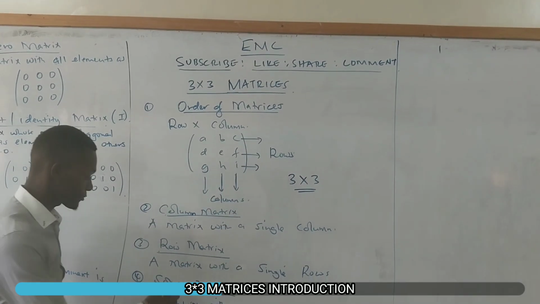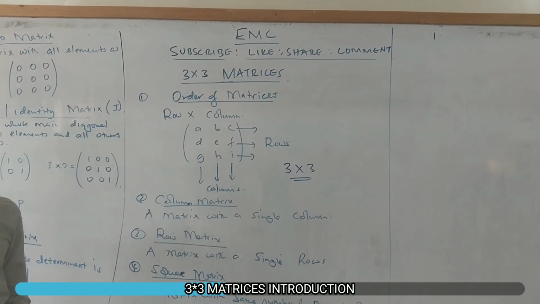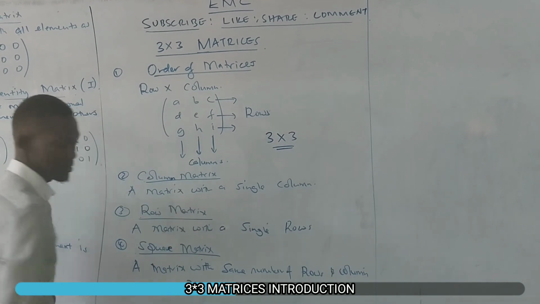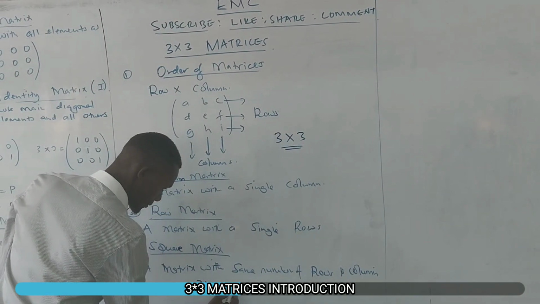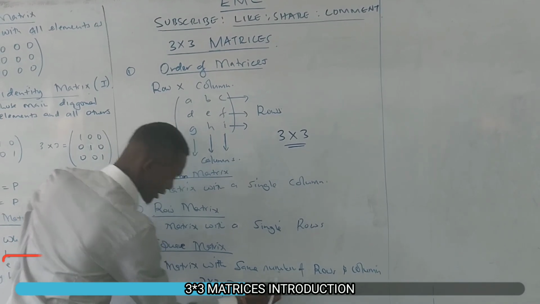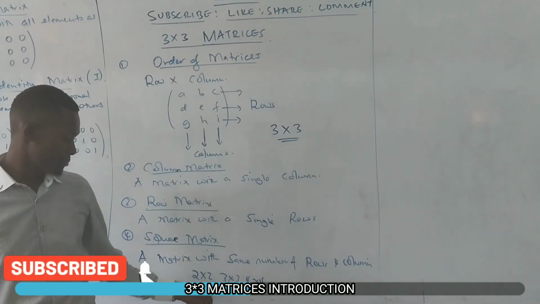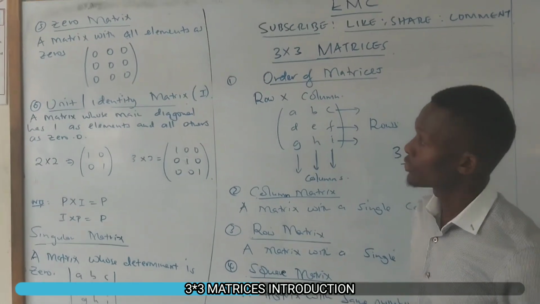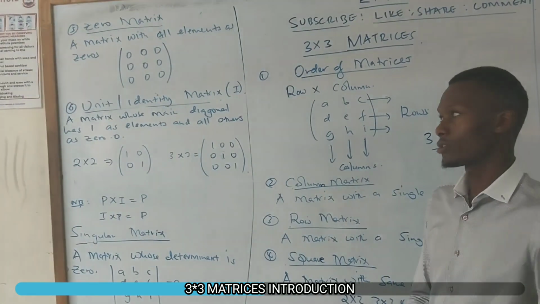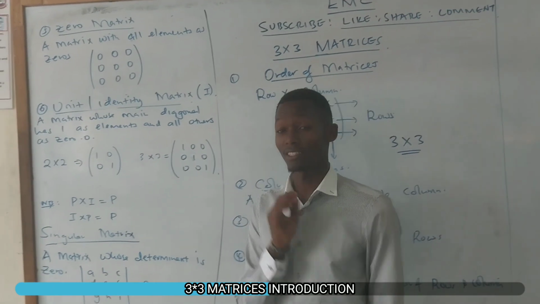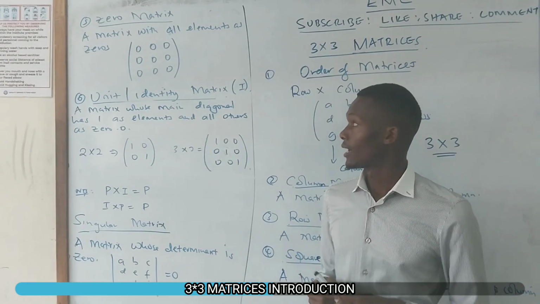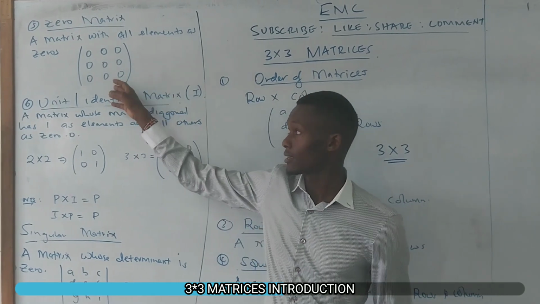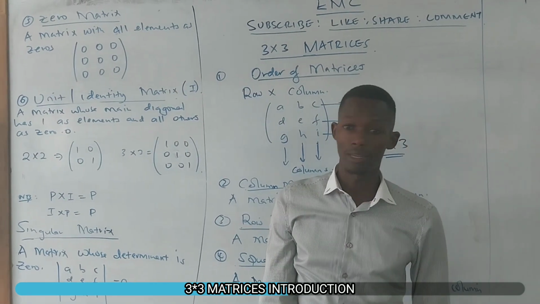Then we have a square matrix. A square matrix is one that has the same number of rows and the same number of columns. So we can say a 2 by 2 is a square matrix, a 3 by 3, a 4 by 4. You can check the rows and the columns are the same. Now, also we check a zero matrix just by its definition. It is a matrix where all the elements are zeros. So the numbers inside, all of them are just zeros. That one is called a zero matrix.